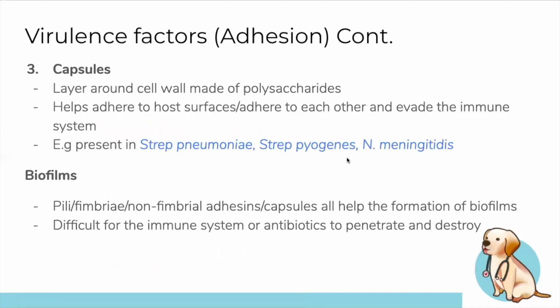Okay, so capsule, this one was talked about in Sem 1 as well. It's just a sugary layer around your bacteria, and it helps them stick to things. So things that have that would be Strep pneumoniae, Strep pyogenes, Neisseria meningitidis. And the three adhesion factors lead to the formation of biofilms. That's essentially a big layer around things that makes it really hard for the immune system to get through and clear this layer and clear the bacteria causing it.